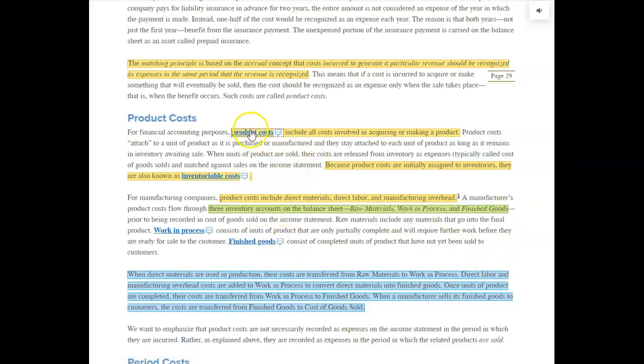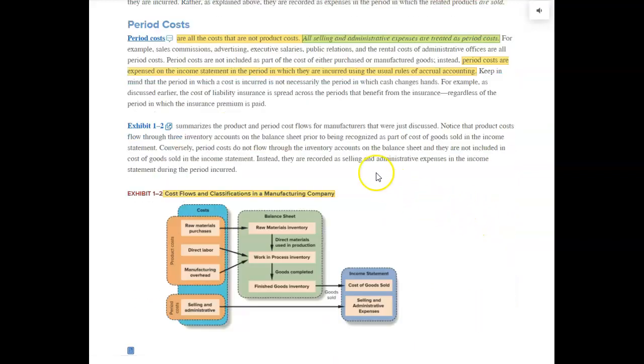Those are product costs involved in making the product. Period costs are all selling and administrative costs, and they're treated as period costs. These are not incurred to produce the product. These are incurred to sell the product and to keep the company running in general, but they are not specifically tied to making the product itself. Period costs are expensed in the income statement, okay? Whereas product costs will go through those inventory accounts we talked about.